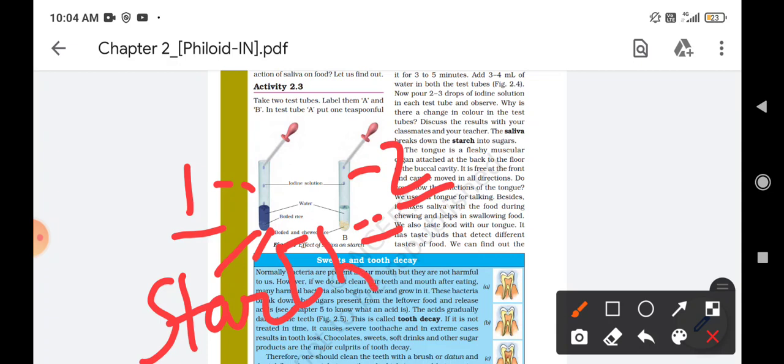When we put iodine solution on food items containing starch, it will turn blue black, which is shown in test tube 1. But if we talk about test tube 2, the boiled chewed rice has saliva in it, which converts the starch into sugar. So that is why there is no change of color in test tube 2.